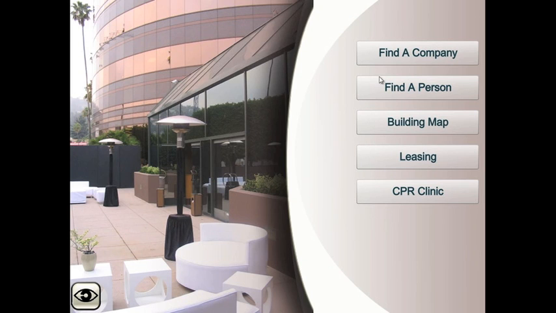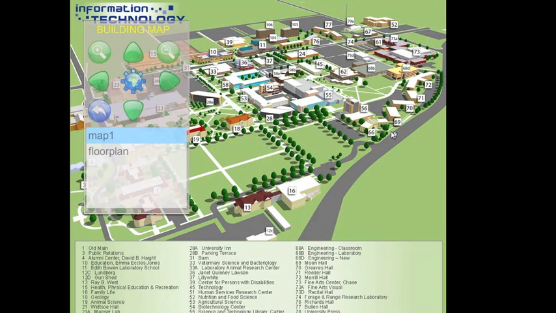They don't need to appear at all, and you could just have a find a company, find a person, or you can add any type of additional content that you like. And this is the real scalability of this program. For example, we've added a map here. If this was a university or a large building complex, you might want to let people know where they are and how to get to different areas of the building.